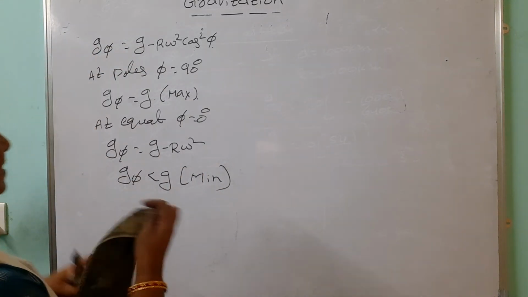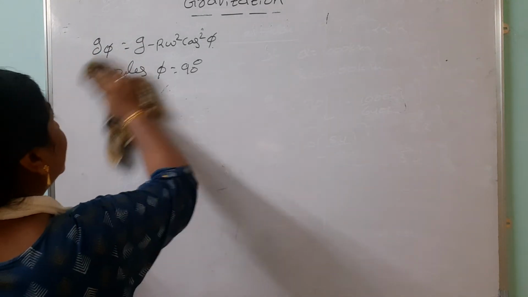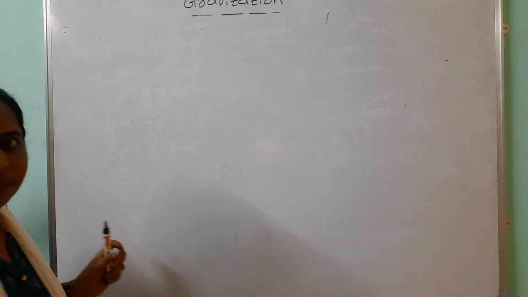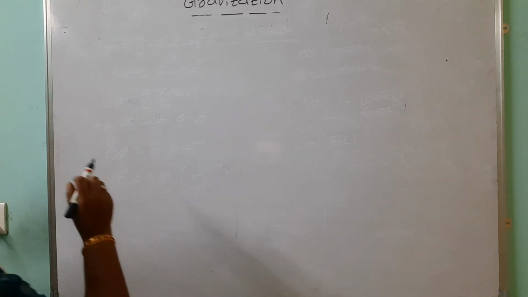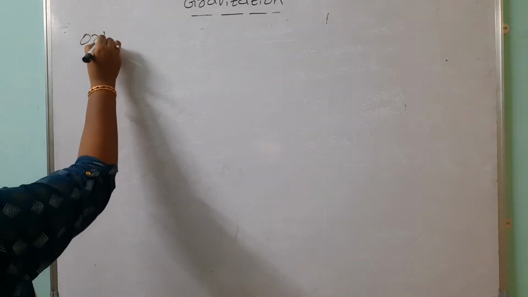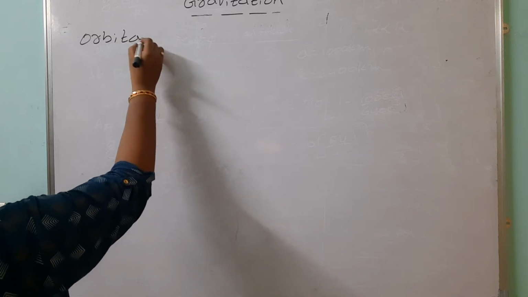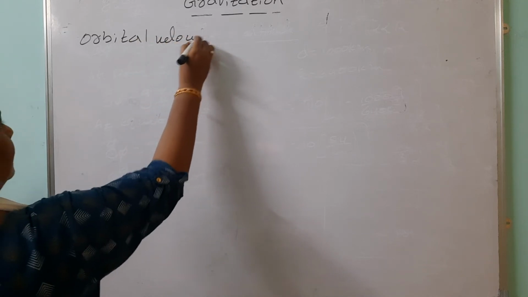Then we are going to discuss what is the orbital velocity and what is the escape velocity. What is the orbital velocity? See, based on this only, our satellites and technology, all these we are using orbital velocity.